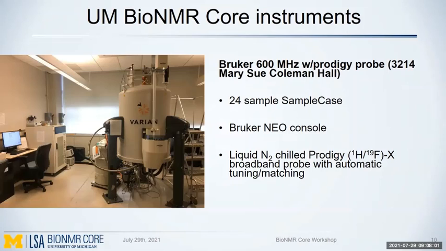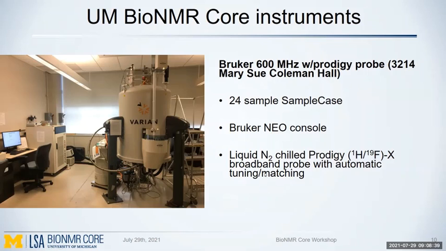And in the Mary Sue Coleman Hall, we have two NMR instruments, and those are mainly used for small molecule characterization. This first one is a 600 megahertz with a Prodigy probe. This one was just upgraded to Bruker last year, and we added a 24 sample case and a Bruker Neo console. The probe is different from the ones in the chemistry building. It has a liquid nitrogen chilled Prodigy probe with automatic tuning and matching. This Prodigy probe is cooled by liquid nitrogen, which provides a twofold increase in sensitivity.